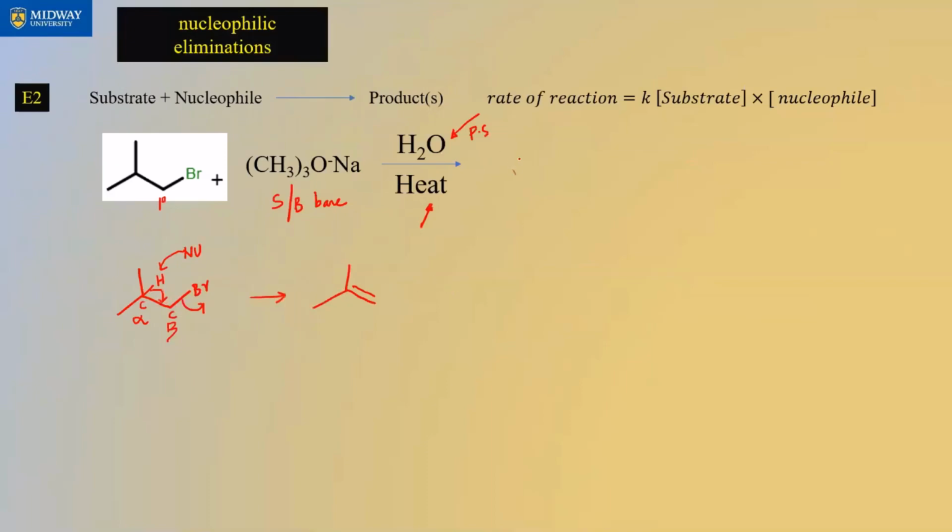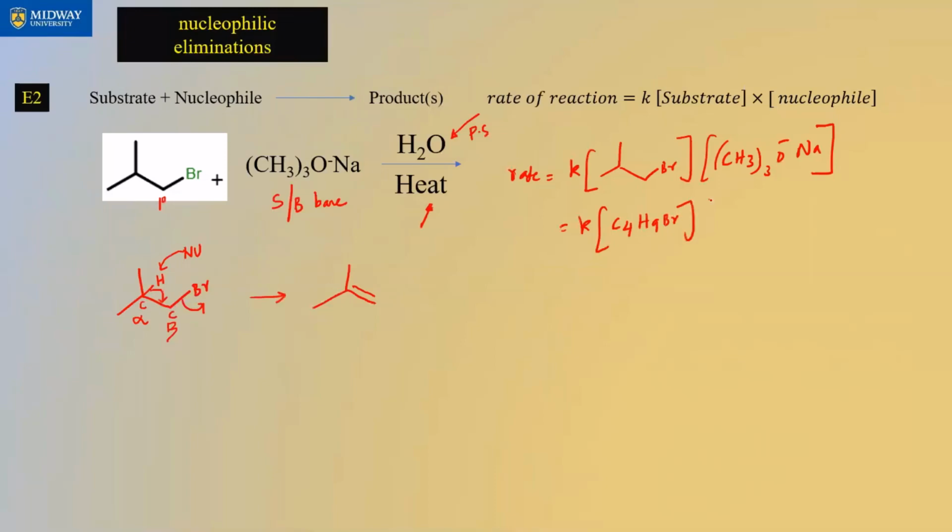All right, so how do we write the rate of the reaction? Well, the rate of the reaction is k times the substrate. You can just simply draw it out, or you can simply count everything. So it'll be 1, 2, 3, 4 carbons, 3, 6, 7, 9 hydrogens, Br, and then you can write this out. So it's bimolecular because it depends on the concentration of both the substrate and the base.